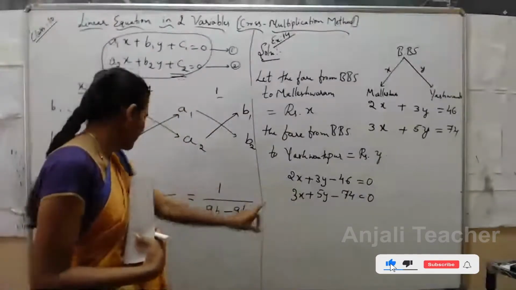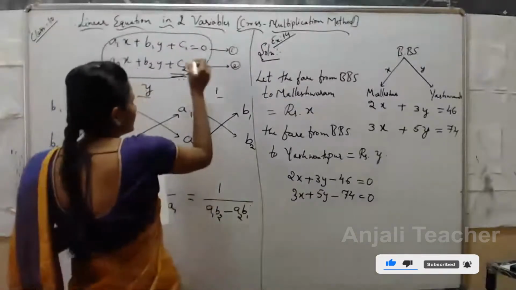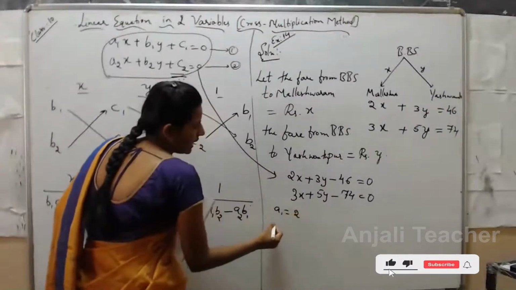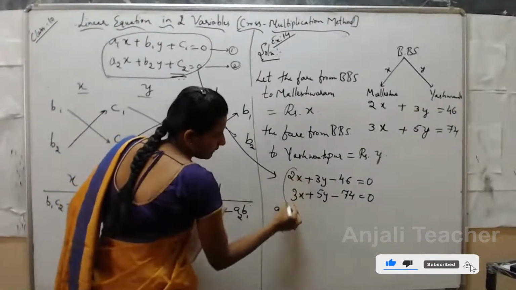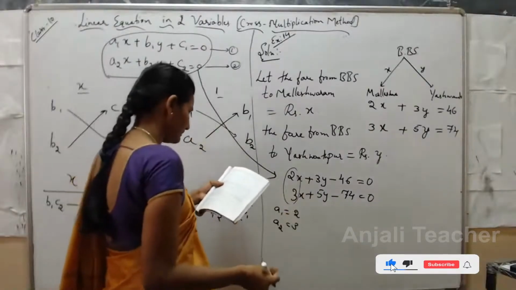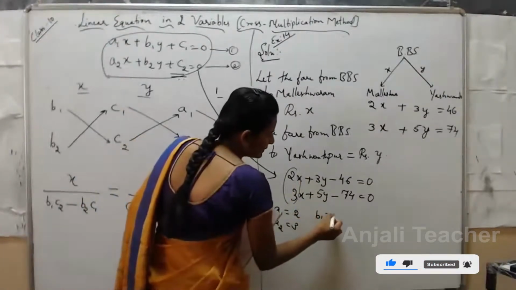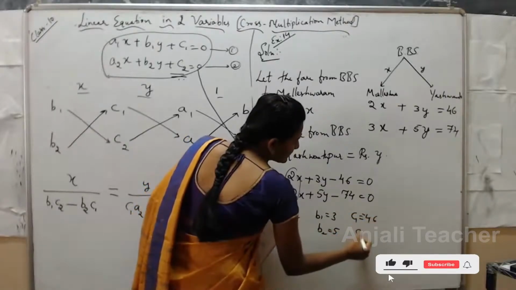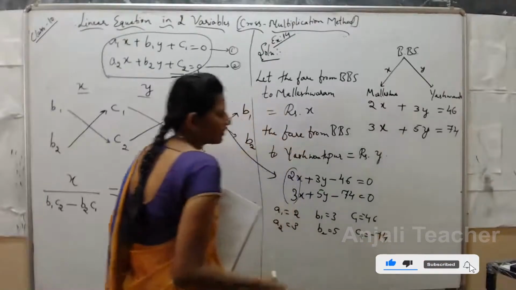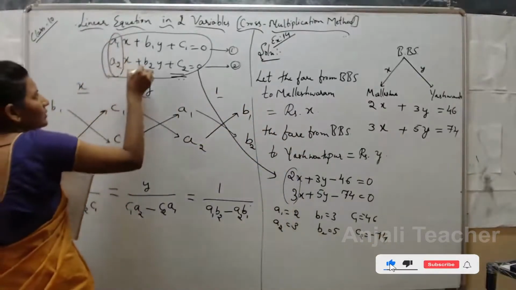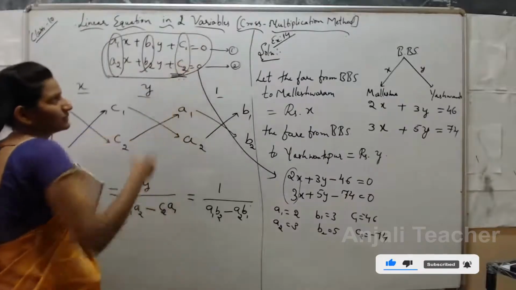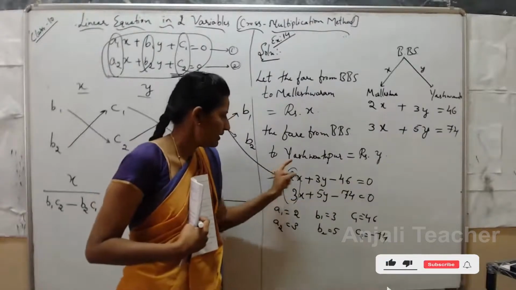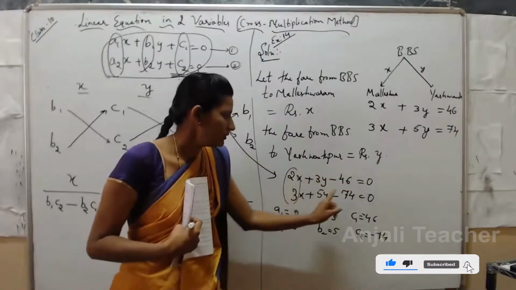Now here what is A1? Compare this equation to this. A1 is equal to 2 and A2 is equal to 3. B1 is equal to 3 and B2 is equal to 5. C1 is equal to minus 46 and C2 is equal to minus 74. See here we have to compare A1 and A2, B1 and B2, and C1 and C2.